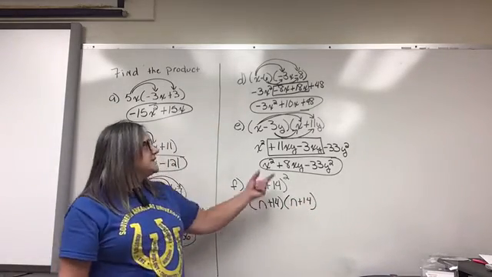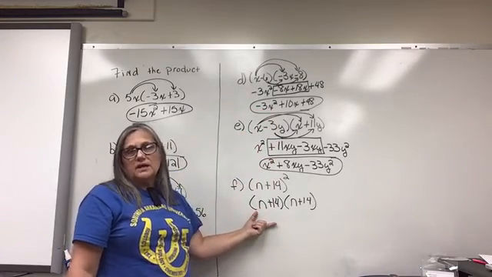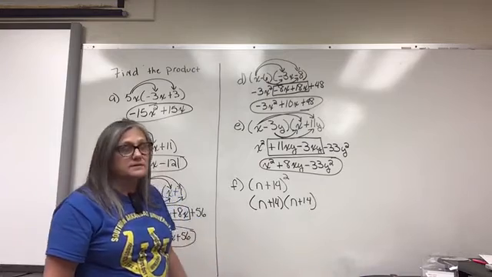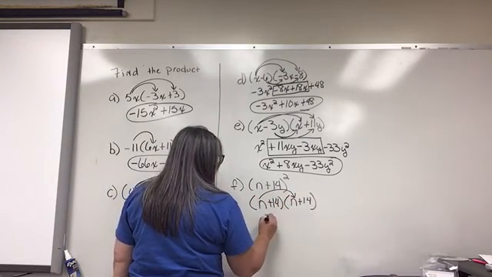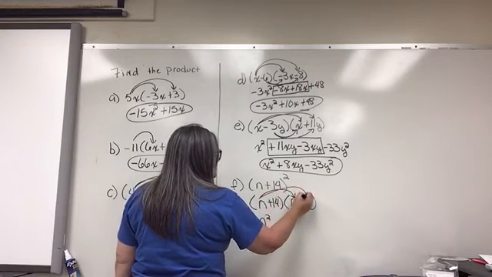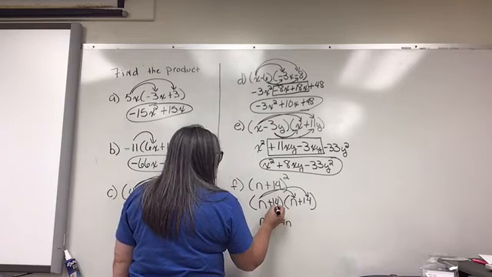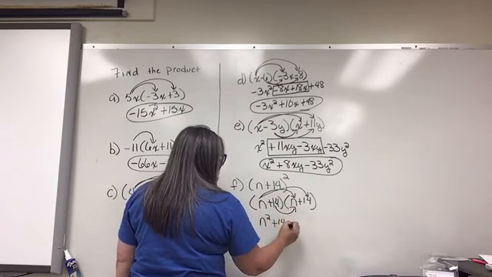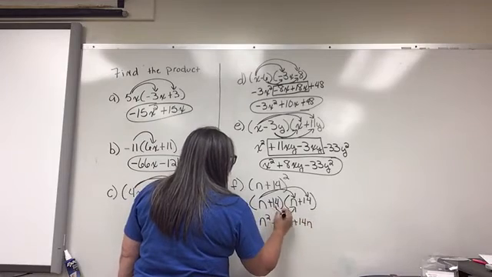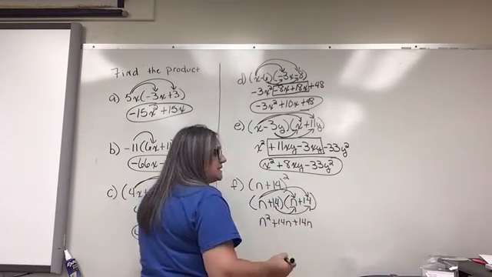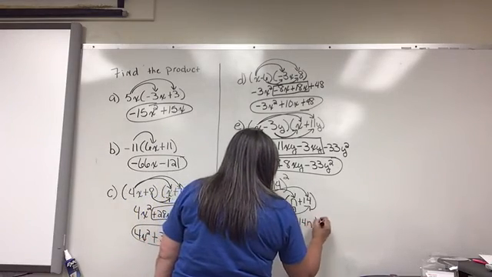Now I apply the same thing I've done all the way through to this one, and I apply the distributive property twice. So n times n is n squared. N times 14 is 14n. Then I do the 14 times the n, and that's 14n. And then I do the 14 times the 14. 14 times 14 is 196.